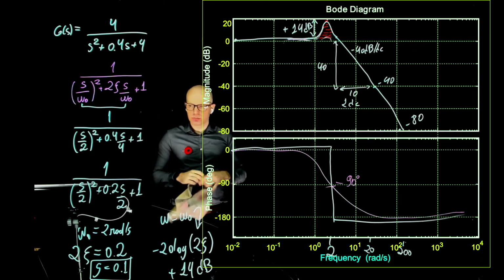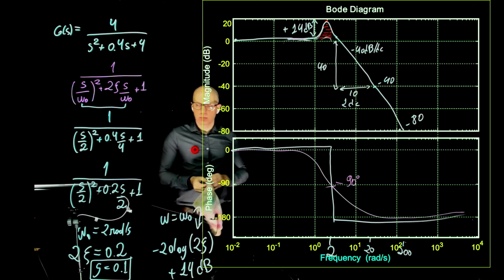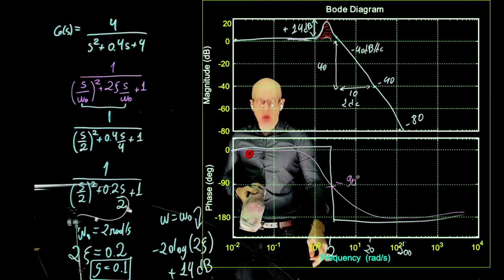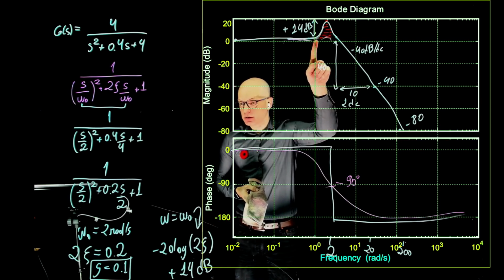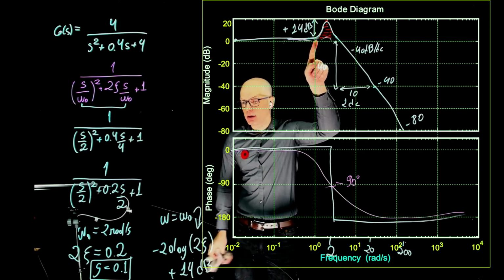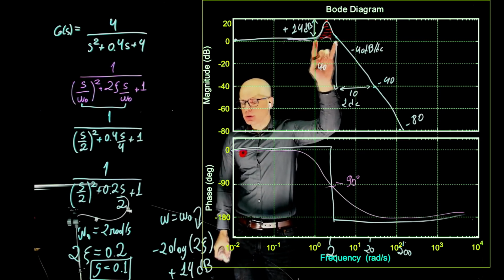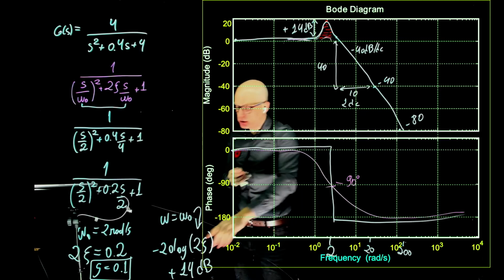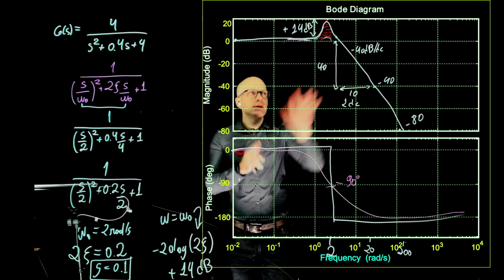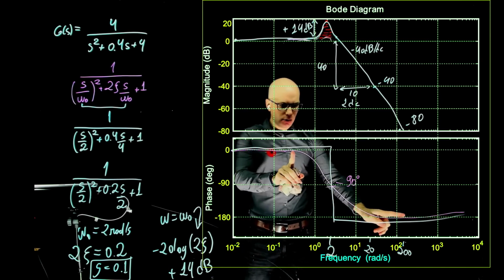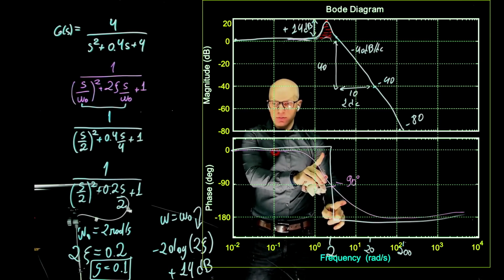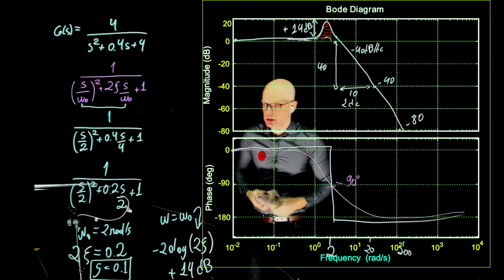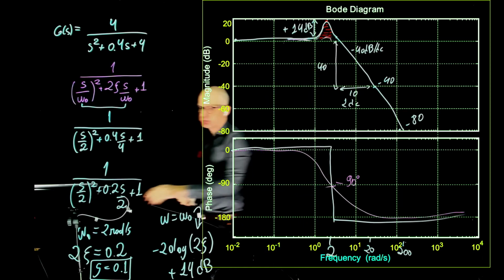Which point is the bump starting on this graph? Is it 1 rad per second? 2. Well, where exactly it starts, we can't tell. Typically the smaller zeta, the sharper it is here, and the sharper this change will also be. So the change will be more sudden. But where exactly it starts, I don't know.